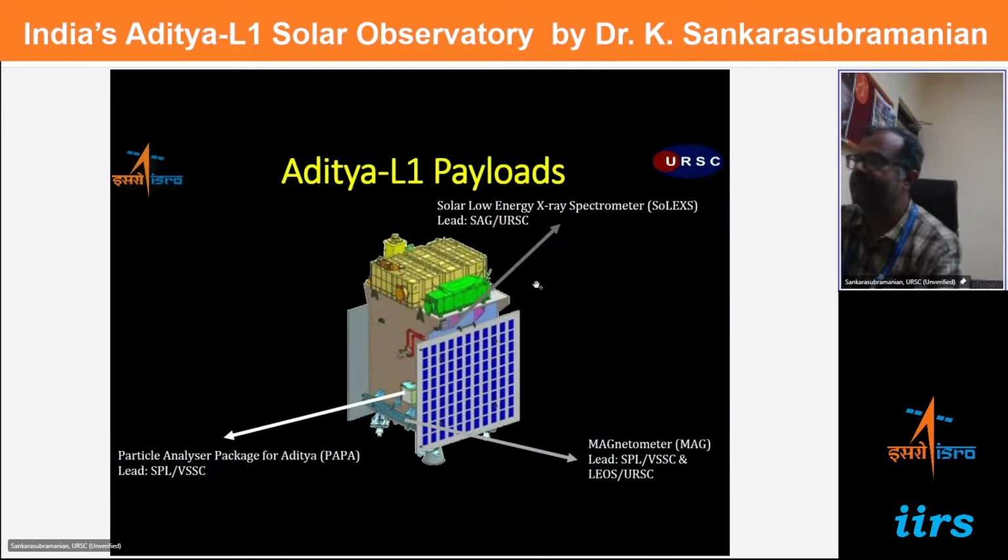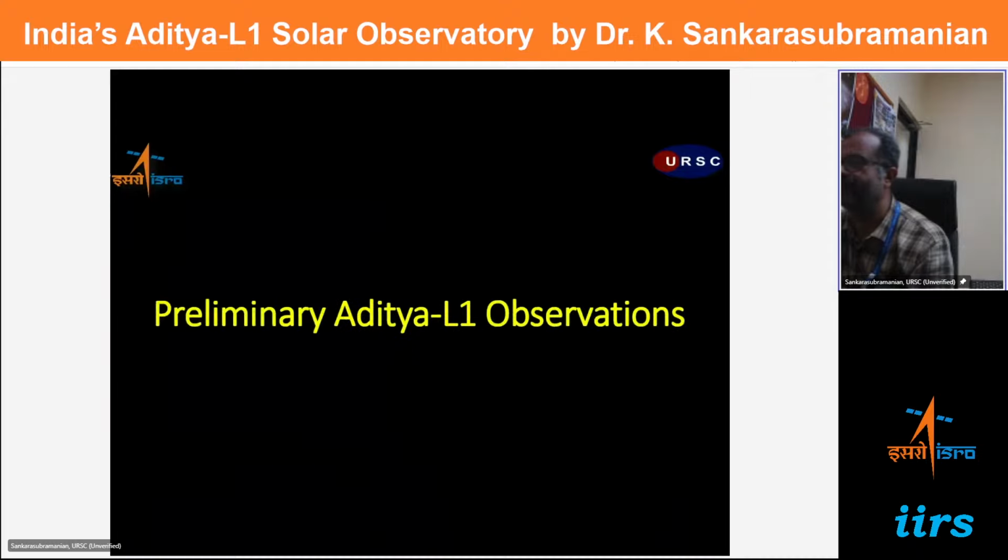And the other instruments, the SoLEXS, which is hiding below the SUIT instrument, will look at the low energy X-ray photons, and the PAPA instrument looks at the electrons and the ions, and the magnetometer, which is right now in the stowed condition, will look at the local magnetic field. Once it deploys on 3 meter and 6 meter booms with 2 detectors, it will measure the 3-axis magnetic field in the in situ observations. So I will just go through some of the preliminary observations and tell you what its capabilities are.